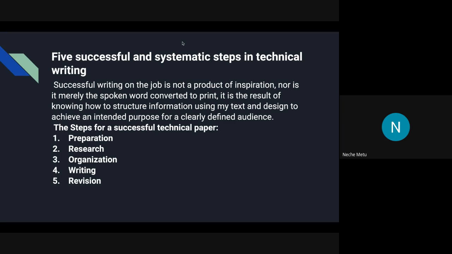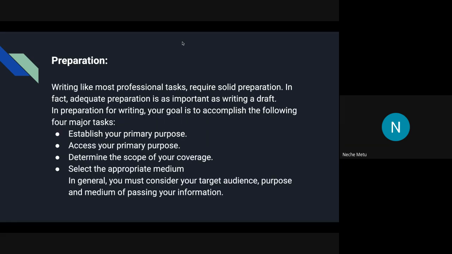So we're looking at the five steps for a successful technical paper. Number one is preparation. Number two, research. Three, organization. Four, writing, and then finally, revision. Preparation, research, organization, writing, and revision. So can we please go to the next slide?